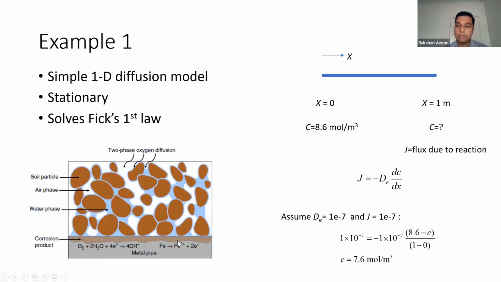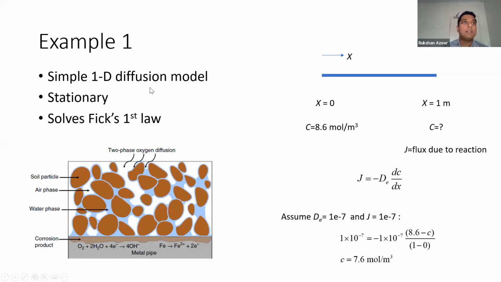It can be something else. It can be some other reaction that's taking place. The point I'm trying to emphasize is that at this interface, we are trying to simulate a flux that is a consumption of oxygen. So oxygen is freely available in air, there's a soil medium, and at the bottom, there is a consumption of oxygen leading to a flux. That is what we are trying to simulate.